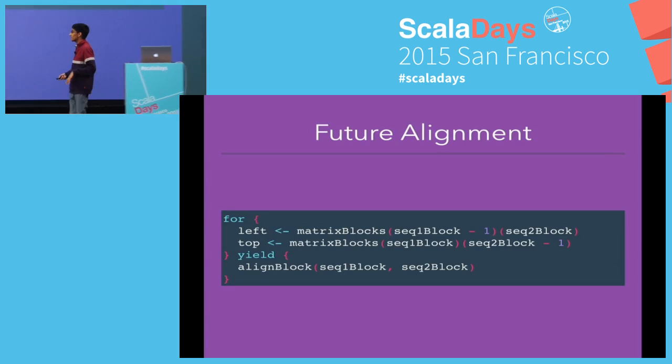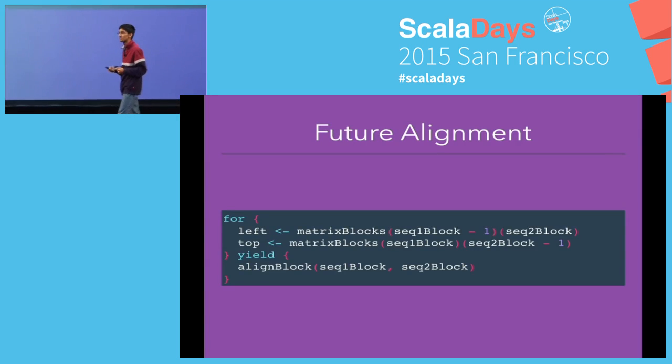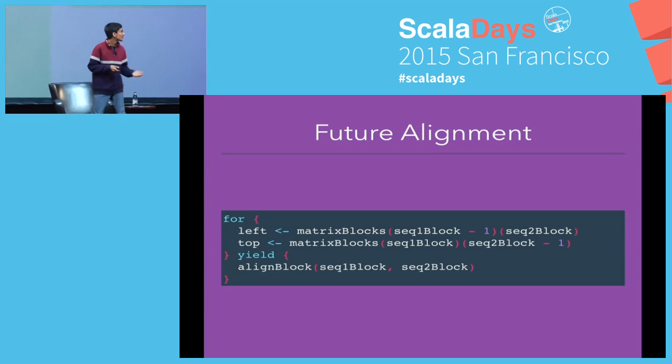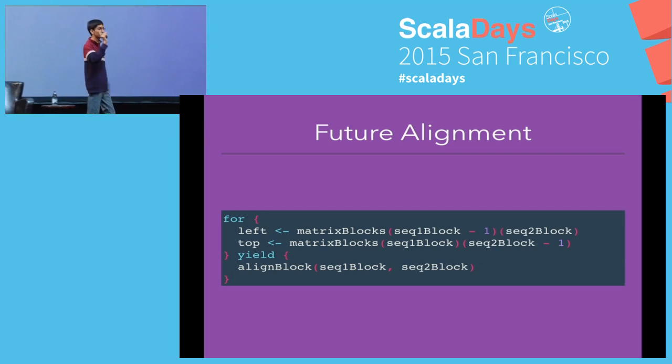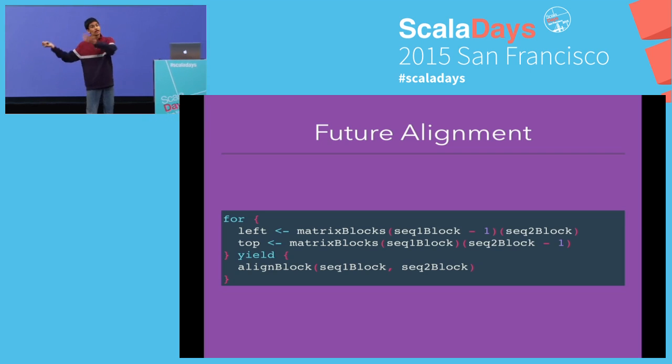In future alignment, I was just gushing about how amazing futures are in creating this dependency structure, and it really is super awesome. To express dependency on the left and top blocks, which I need to calculate another block, all I do is a for comprehension on those two blocks. Once I have those two, I align the next block, and that's all I had to do for every single block in my matrix.